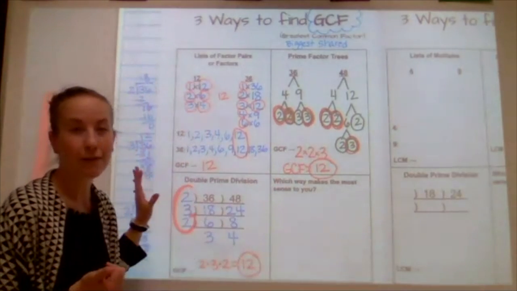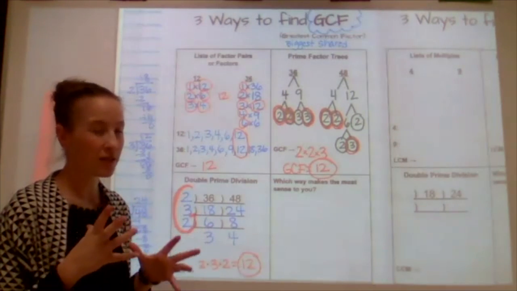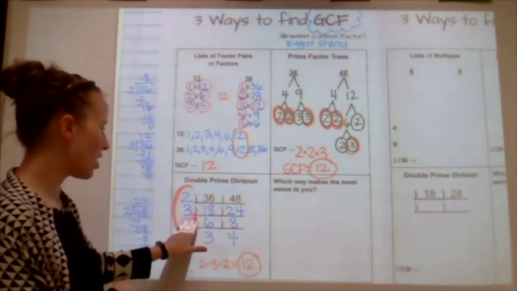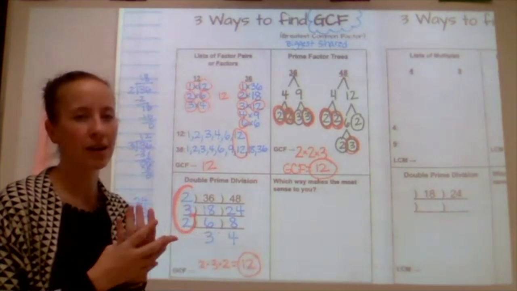I will let you know that my favorite is double prime division because I like thinking about division as a way to see missing factors. I also like that all I need to do is put a big G around the numbers on the left and I've got the greatest common factor.